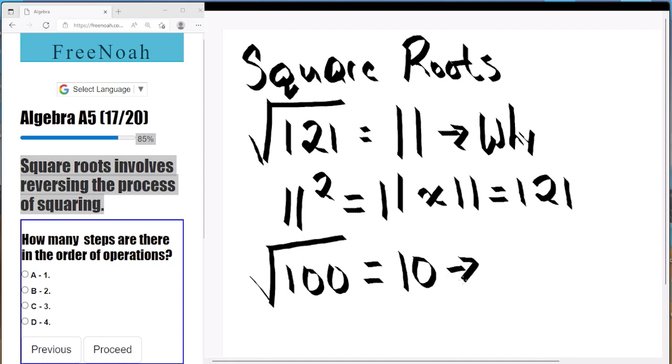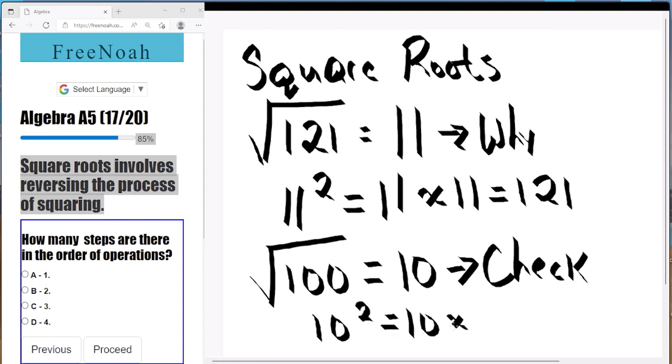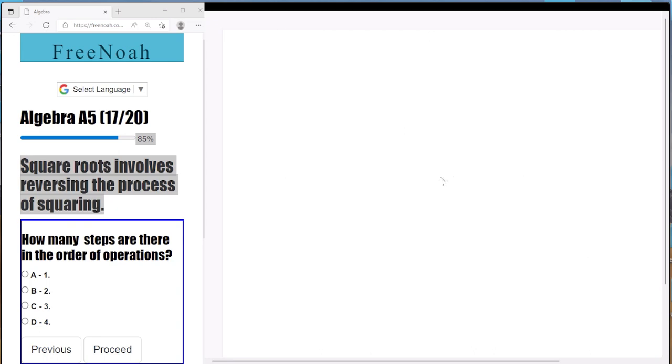How about the square root of 100? Well, the square root of 100 equals 10. Why? Well, let's check our answer here, right? Remember that squaring is the reverse of square roots. So we have to do 10 squared. What is 10 times 10? Well, 10 times 10 equals 100. And that's a brief introduction on square roots.